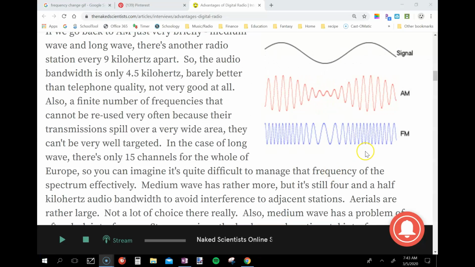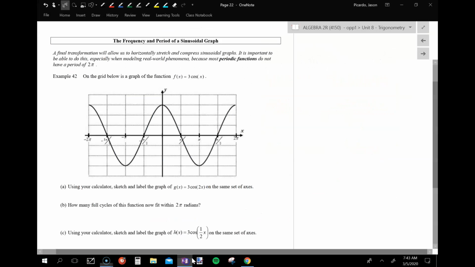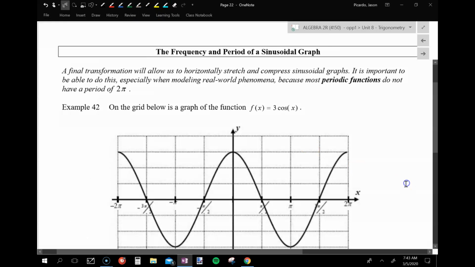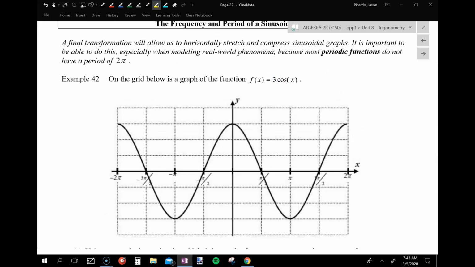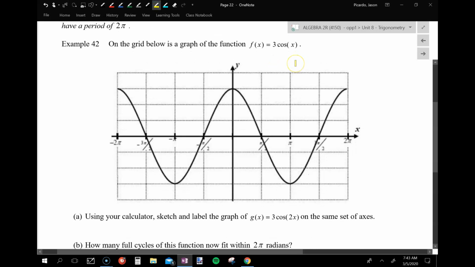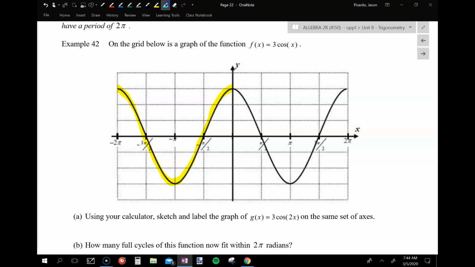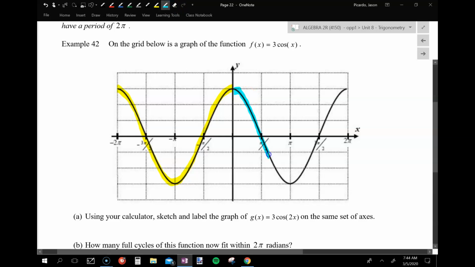We're going to start looking at changes in frequency. All right, so on the grid below, we have a cosine curve. How many cycles of cosine do you see? Two. I got one cycle, I got a cycle here, I got a cycle here. Okay.